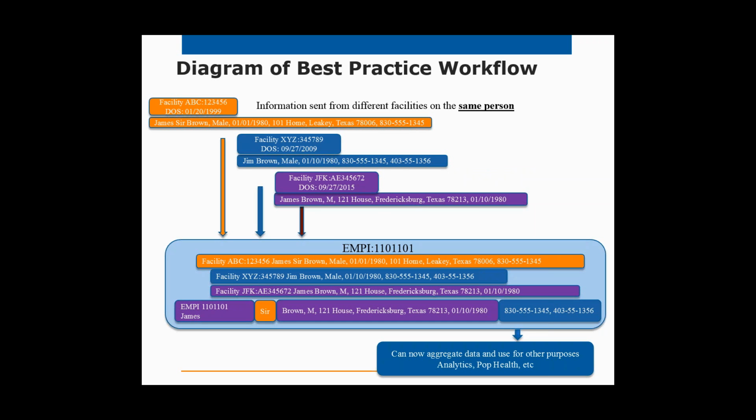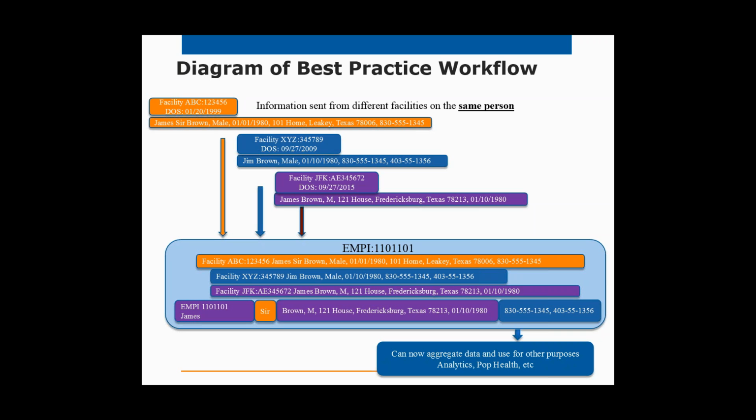This is a very colorful slide, but it is meant to really talk about the best practice workflow. Okay, so we have information that's sent from 3 facilities. We have the orange facility, the blue facility, and the purple facility. And they are all for the same patient. So the first one, facility ABC, we have James Sir Brown. And the second one, we have Jim Brown. And the third one, we have James Brown.